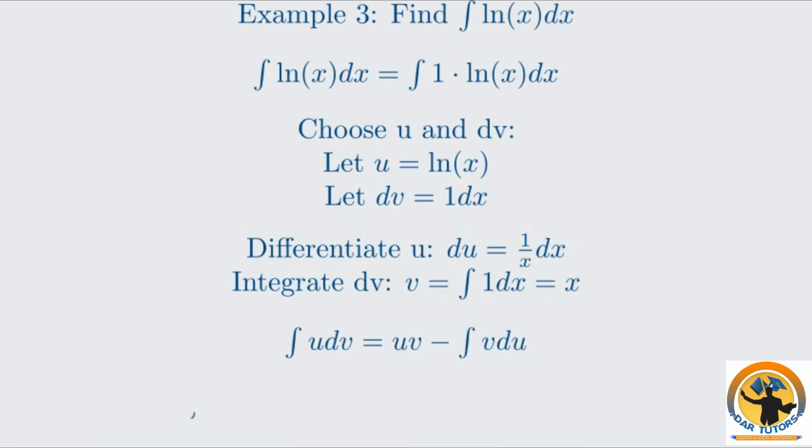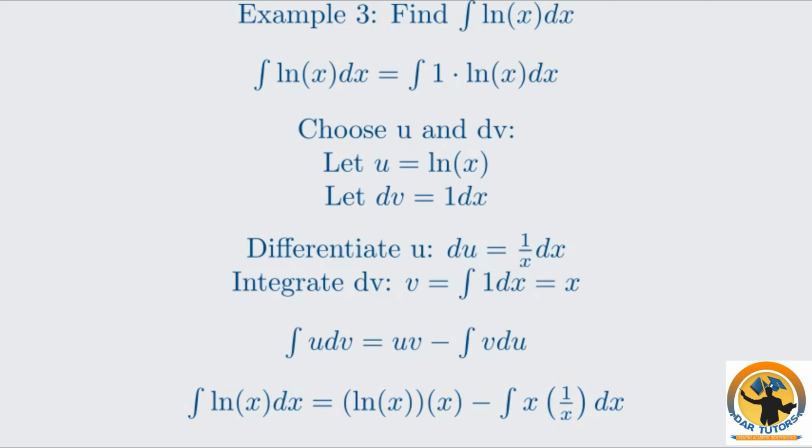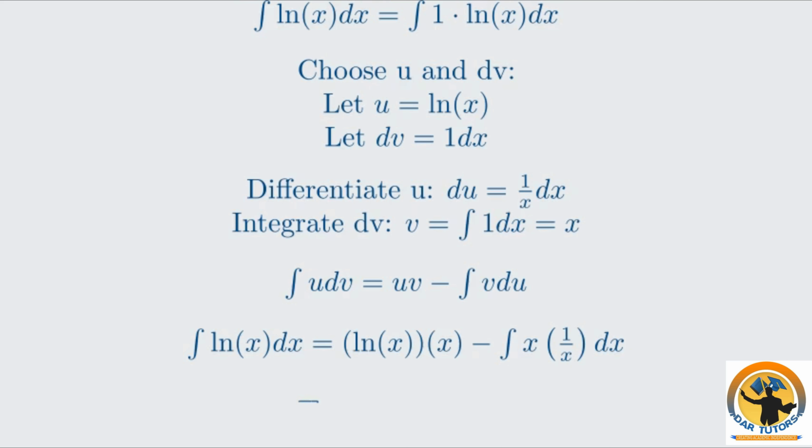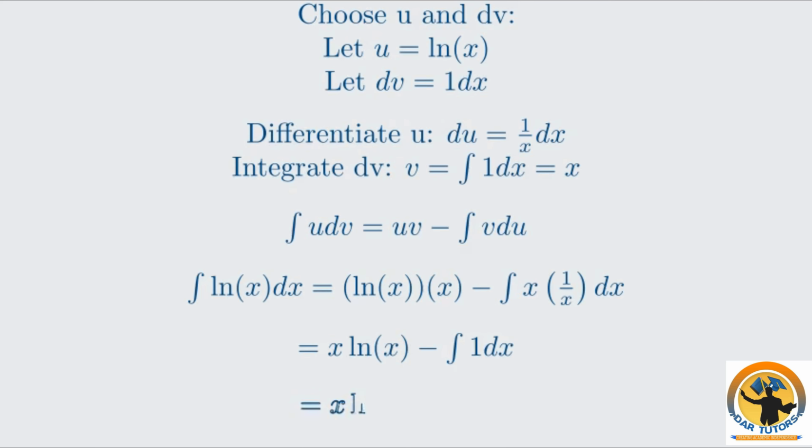The integral of u dv is equal to u times v, which is ln x times x, minus the integral of v du, which is x times 1 over x dx. Let's simplify the new integral. The x's cancel out, leaving us with the integral of 1 dx. The integral of 1 is simply x, so our final answer is x ln x minus x plus c.